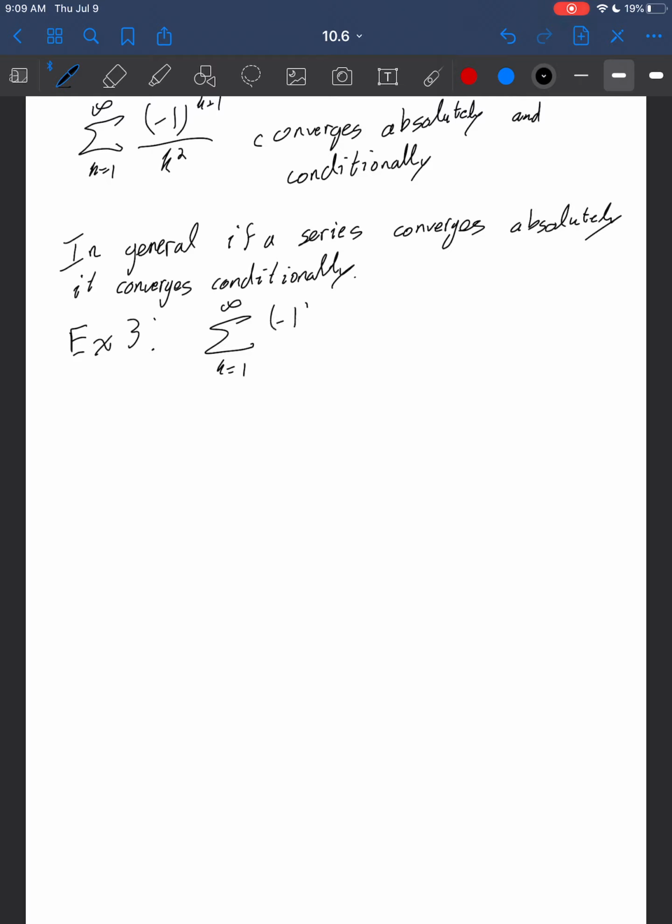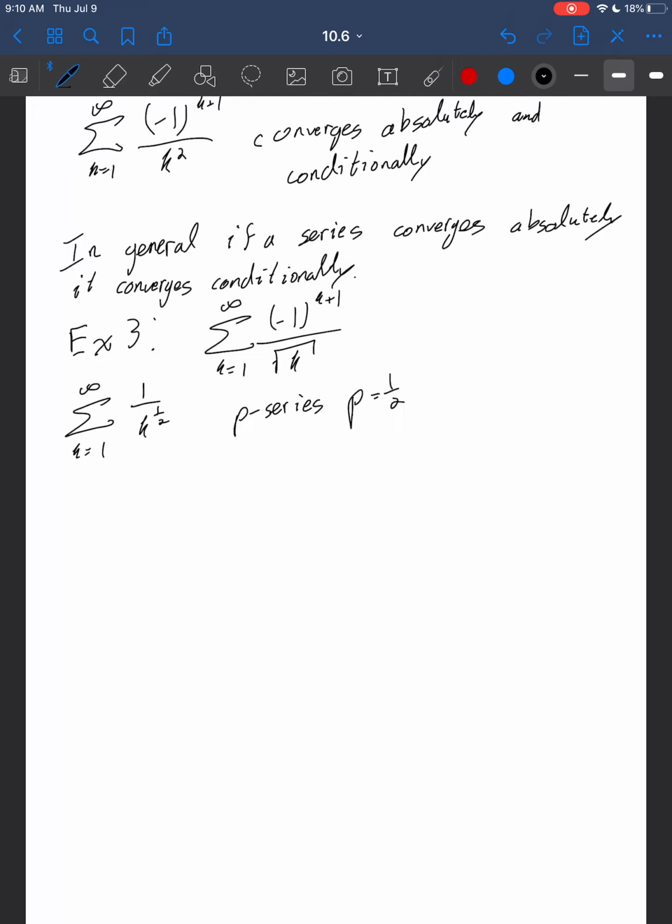So example 3. We are looking at the sum from k equals 1 to infinity, -1 to the k plus 1 over the square root of k. Okay, well, we have this idea where if the series converges absolutely, it converges conditionally. So let's start by checking if this is going to converge absolutely, because that's going to give us both, right? It will give us both absolute and conditional convergence. So the absolute value of this is the series from k equals 1 to infinity of 1 over the square root of k, or k to the 1/2.